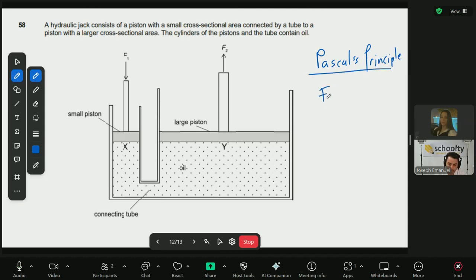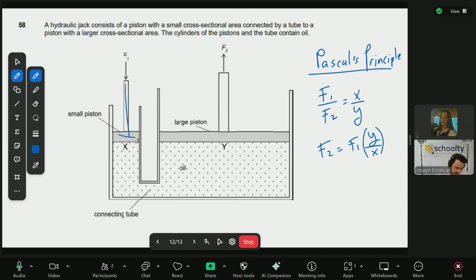So the proportions of the forces equals the proportions of the area. So actually in this case you have F2, I like to write it like this, F2 equals F1 multiplied by Y on X. So we amplify F1 to F2 by the proportions of the area Y to X. All this machine is a hydraulic jack. This is the tube.